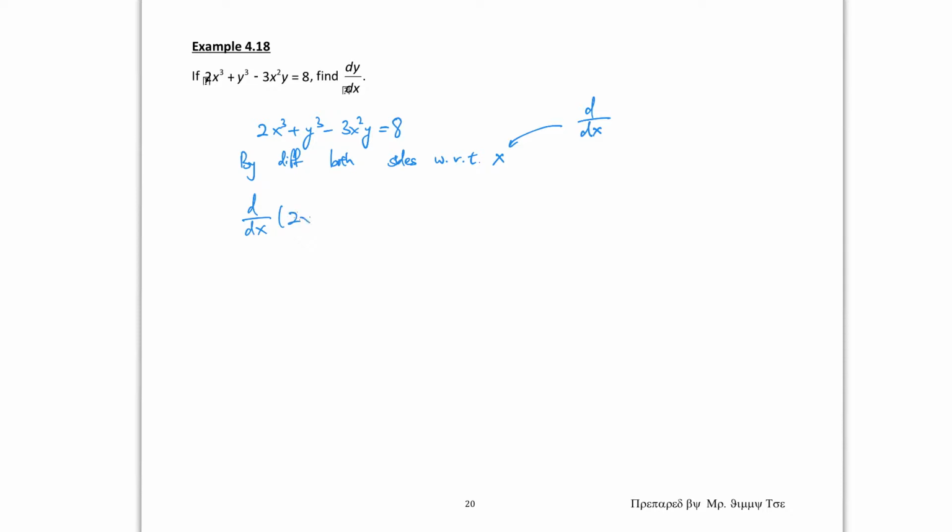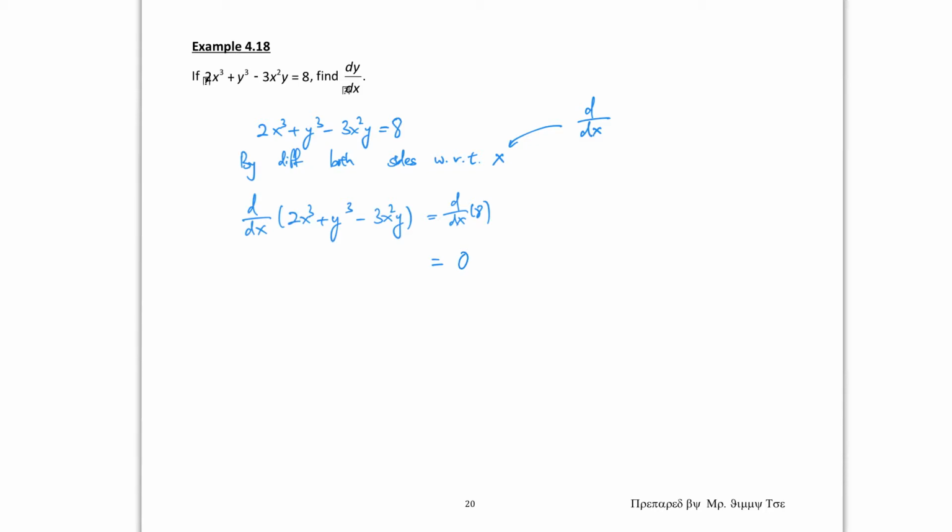So 2x to the power 3 plus y to the power 3 minus 3x squared y is equal to 8, and we take d over dx on both sides. So I add a bracket here and a bracket here. On the right hand side, it is not very difficult to find the derivative, because 8 is a constant. So this is equal to 0.